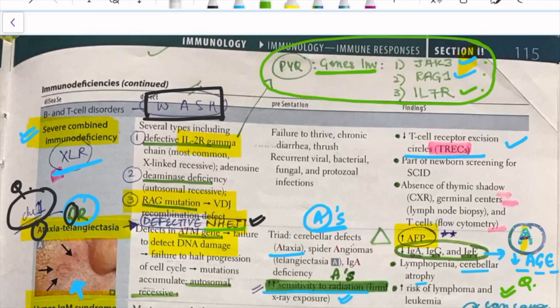Right. So as you know, this is a bubble baby syndrome. There will be so many infections. The patient will be predisposed to a lot of infection as both B and T cell is gone.